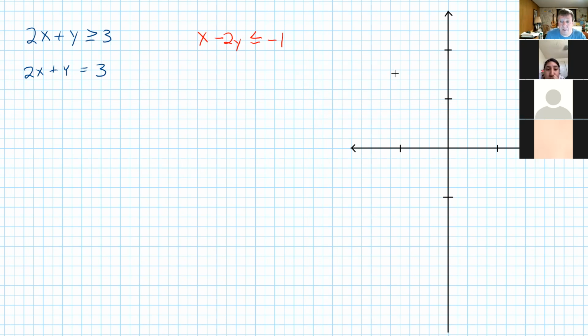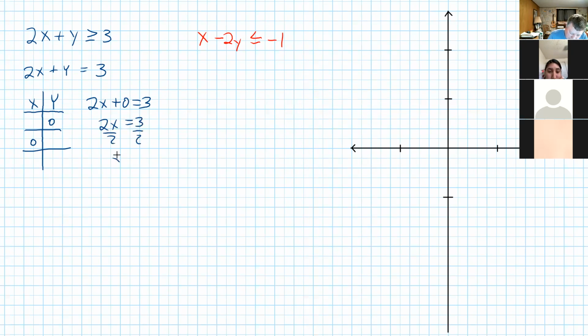I'm going to go ahead and find a couple of points. And I'm going to just go ahead and use the x and y intercepts. I don't have to use those, but I just like to, so I will. So if y is 0, we get 2x plus 0 equals 3, 2x equals 3, x equals 3 halves. So 3 halves comma 0 is a point on the graph of 2x plus y equals 3. Okay, now we're going to find a second point. We're going to use x equals 0. So 2 times 0 plus y equals 3, or y equals 3.